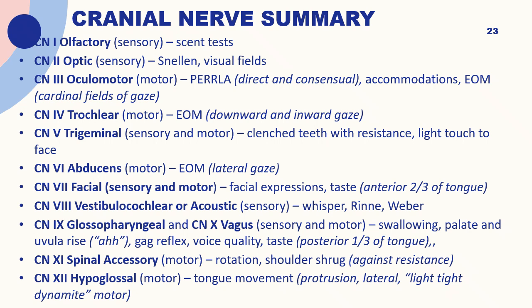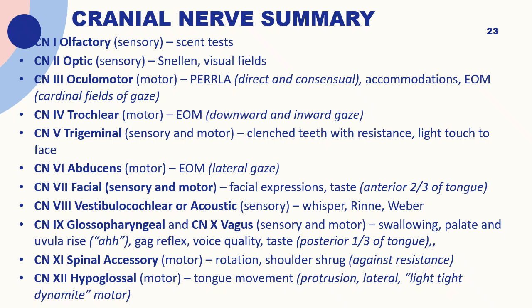Cranial nerve 9, the glossopharyngeal, and cranial nerve 10, the vagus nerve, are closely related sensory and motor nerves. Motor function is tested with swallowing, palate rise and uvula movement when the patient says ah, and gag reflex. Sensory is tested with taste on the posterior 1/3 of the tongue.